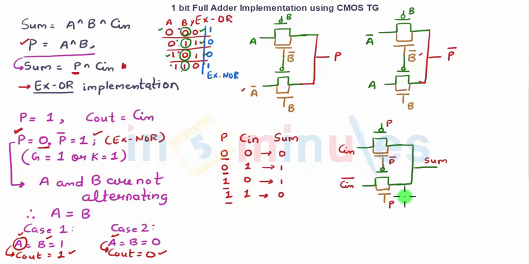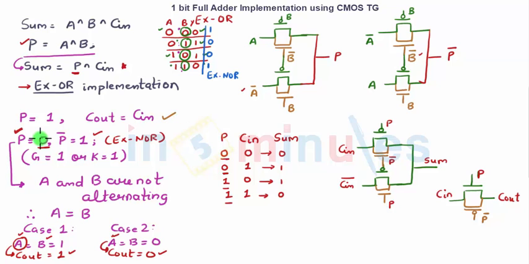Now let's quickly go ahead and implement the carry. So very simple. For carry, we know that when my propagate is 1, I know that my Cout is equal to Cin. So this is my Cin, this is my Cout, connected in parallel with PMOS, which will have an opposite input, propagate bar. So when propagate is 1, Cout equal to Cin. We have seen that here.